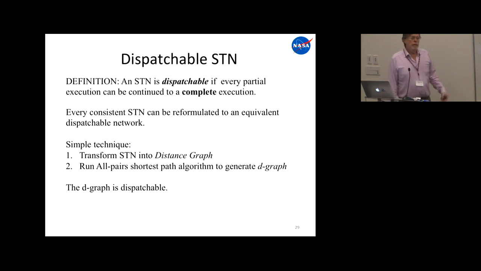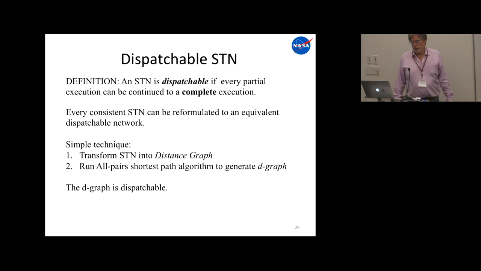Which is based on this experience we just had. An STN is dispatchable if every partial execution of the plan can be continued to a complete execution. So no matter what decision you made partially, there's a way of continuing it consistently to a complete execution. Now there's a theorem that says every consistent STN can be reformulated to an equivalent dispatchable network. That's one of the early results in work that my colleague Paul did and other people have done. The technique is fairly simple.